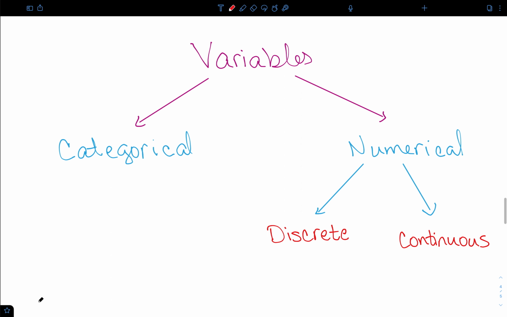To conclude, we have our general overarching idea of variables, which can be broken up into two categories: categorical, things that we can place into a category, or numerical, things that we count or measure. Numerical can then further be broken down into discrete, things that we count, and continuous, things that we measure.